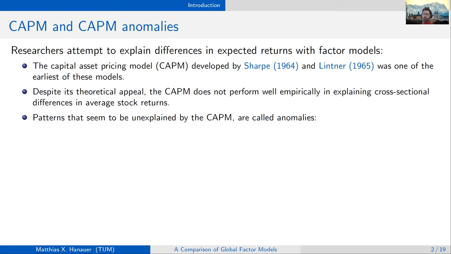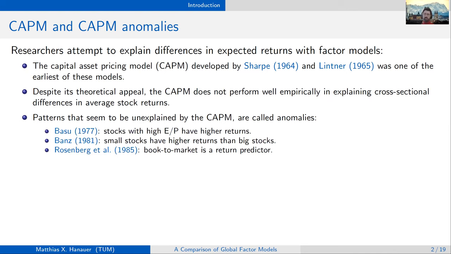I guess most of you are familiar with maybe the first anomalies. For instance, smaller stocks had higher returns, or stocks with high fundamental to price had higher returns. But over the years, more and more anomalies were documented by researchers all over the world. For instance, also very well known is the momentum effect, which says that stocks that did relatively well over the last 6 to 12 months on average continue to outperform.